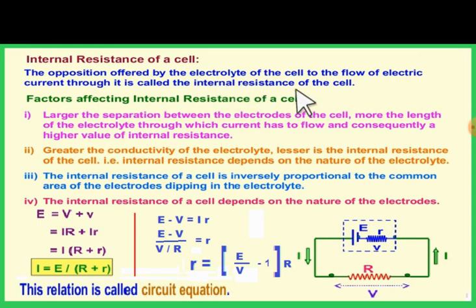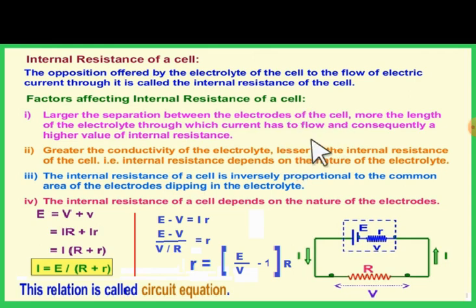Why do we call it resistance? Ions are moving from one plate or electrode to the other electrode. So inside that cell itself, when ions move from one electrode to the other electrode, they face some opposition. That opposition to the flow of ions from one electrode to the other electrode inside the cell itself, we call it the internal resistance of a cell.